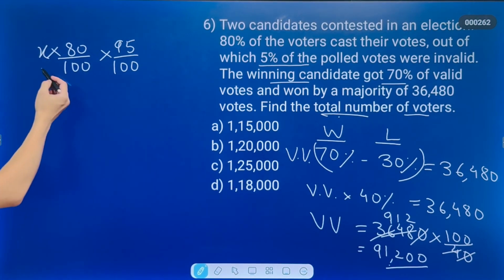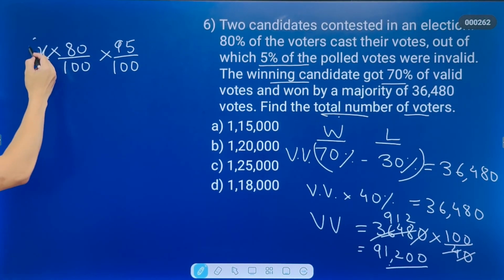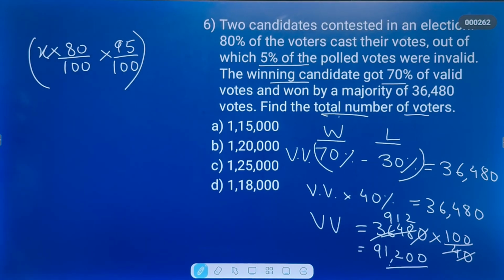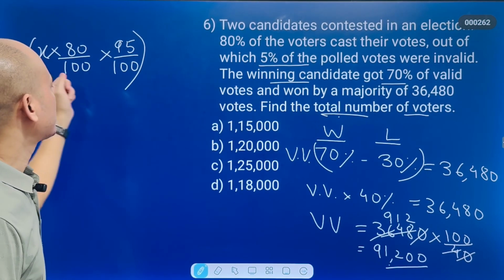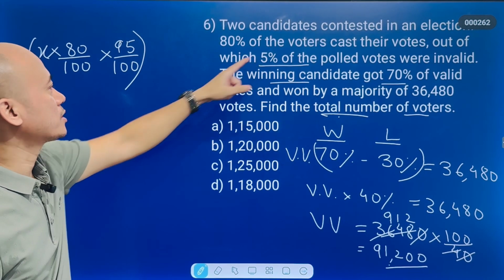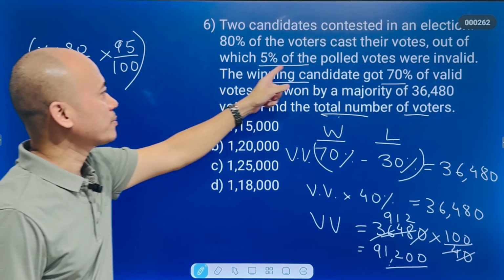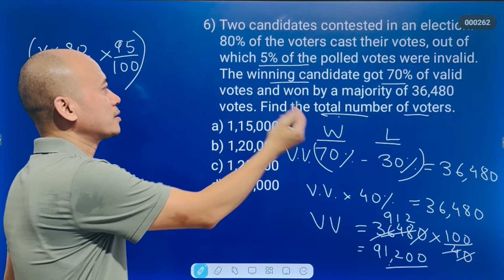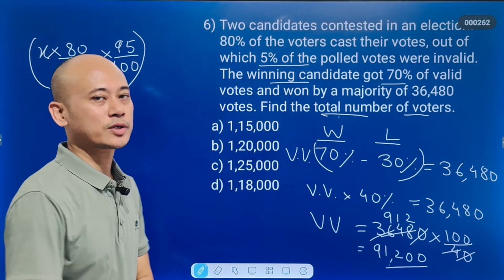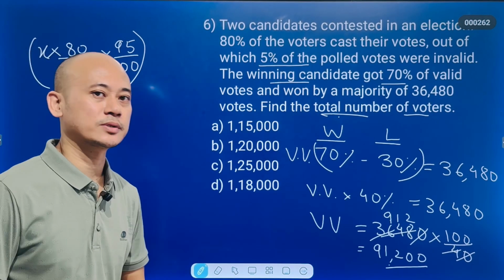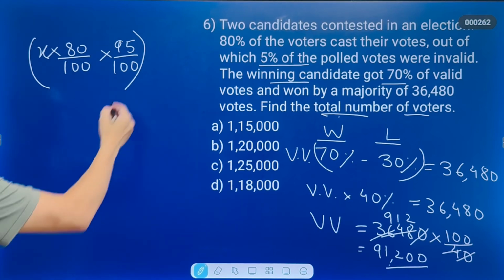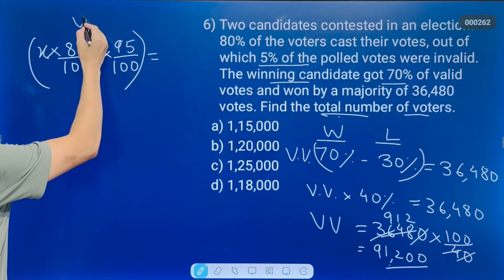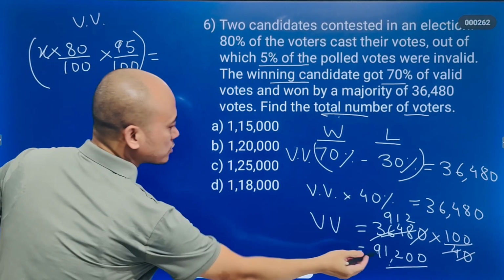So, we have already calculated what this is. This is valid votes. You can see total votes x into 80% of the voters. So, 80% into, 5% invalid votes we have deducted. Meaning 100%, but 5% votes are invalid. So, remaining will be how much? 95%. So, this is valid votes and this is also valid votes.